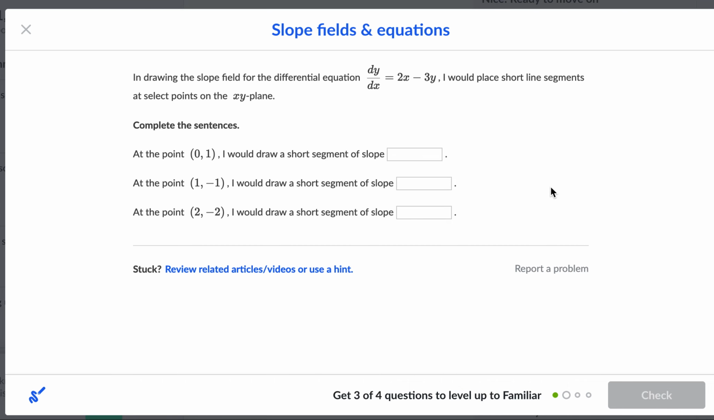Maybe we can check and see. In drawing a slope field for this differential equation, I would place short line segments at selected points on the xy plane. Yep, got that. At the point 0, 1, I would draw a segment of slope... Okay, plug in 0, plug in 1. I'm going to get negative 3. Here, when I plug in 1, negative 1, I would get 2 minus a minus 3. 2 plus 3, I'm going to get 5. When I put in 2, negative 2 here, I'm going to get 4 minus a minus 6. I'm going to get 10.